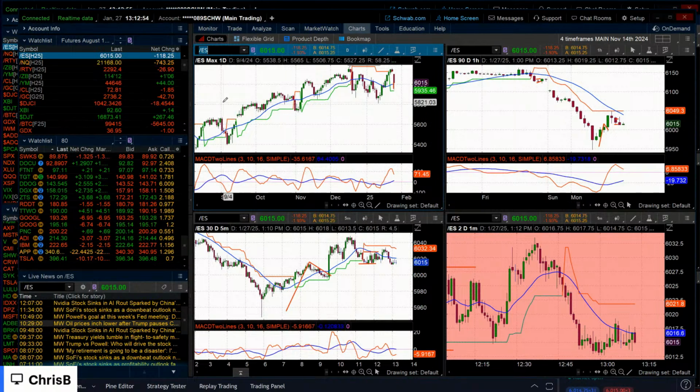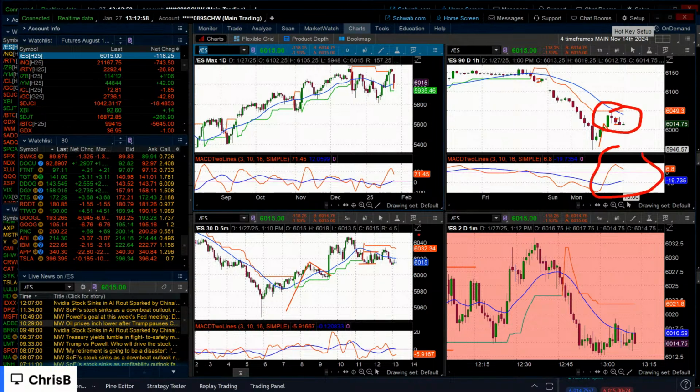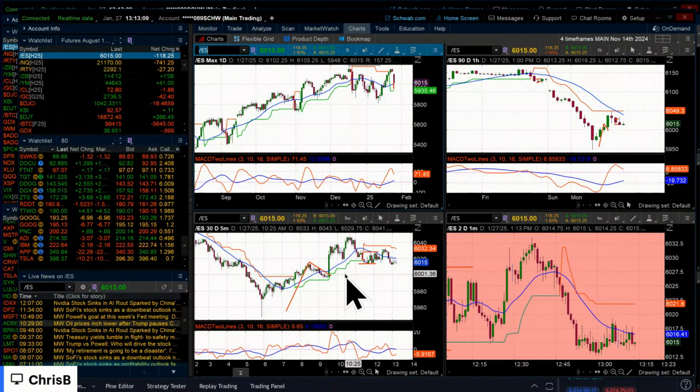So in here, what do you notice now? Well, you're overbought. You had an indecision candle with a follow through, and now you have a bear flag. If that doesn't hold, then you're talking about 6,000.